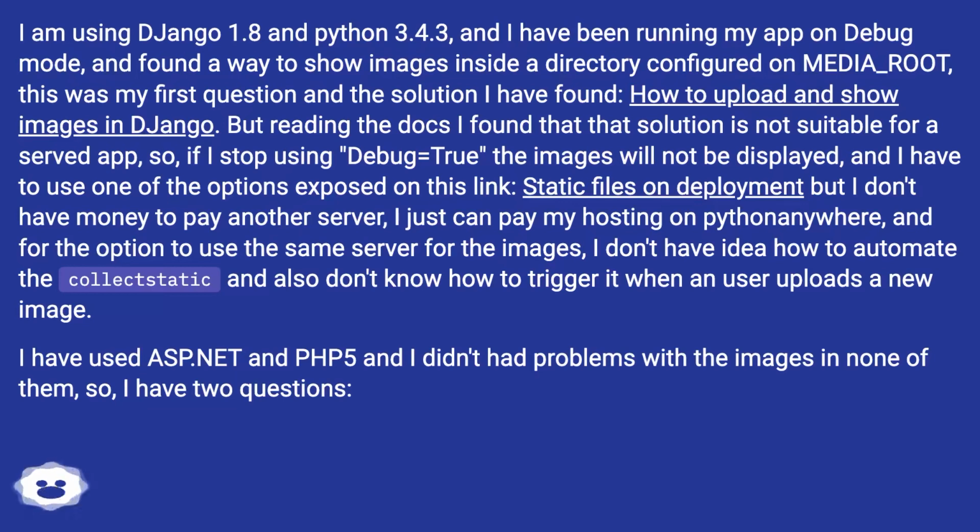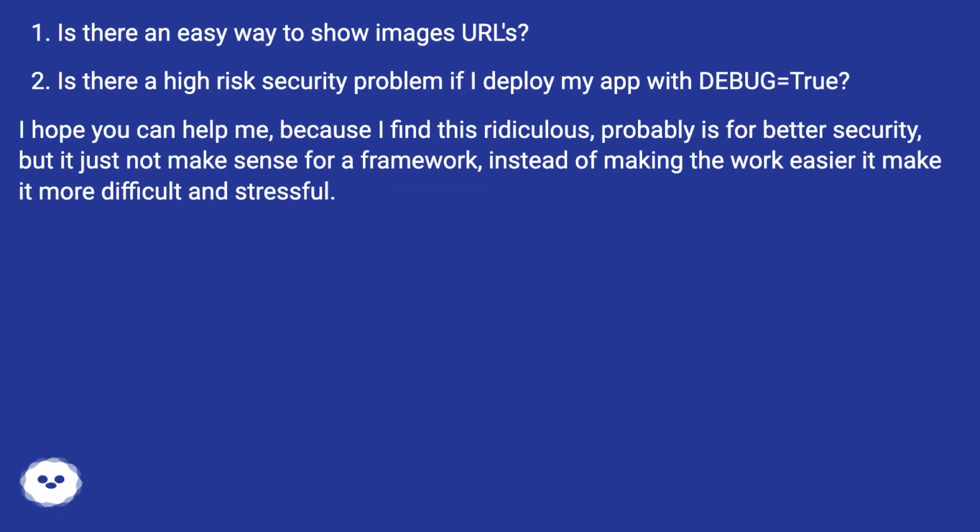So, I have two questions. Is there an easy way to show image URLs? Is there a high-risk security problem if I deploy my app with debug equals true? I hope you can help me, because I find this ridiculous. Probably it is for better security, but it just does not make sense for a framework. Instead of making the work easier, it makes it more difficult and stressful.